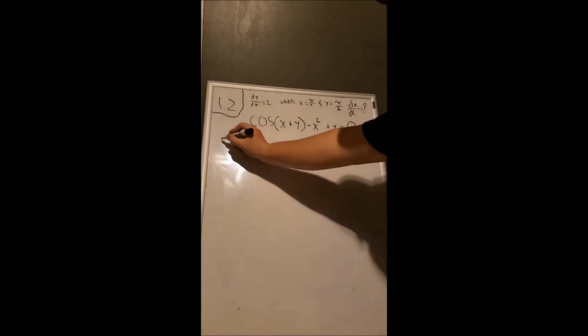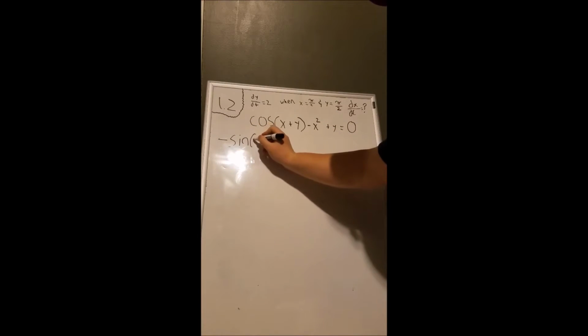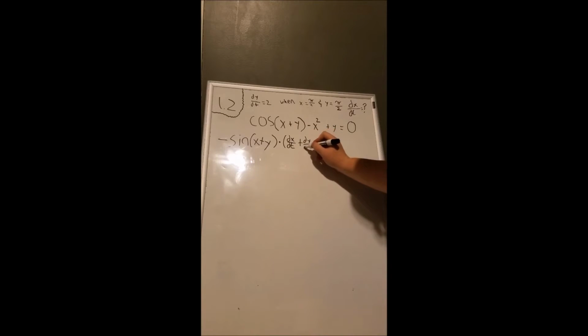For this next part, we will take the derivative of the equation. We have negative sine of (x plus y), since it's a chain rule. Then we multiply it by the derivative, which is dx dt plus dy dt, minus 2x dx dt plus dy dt is equal to 0.